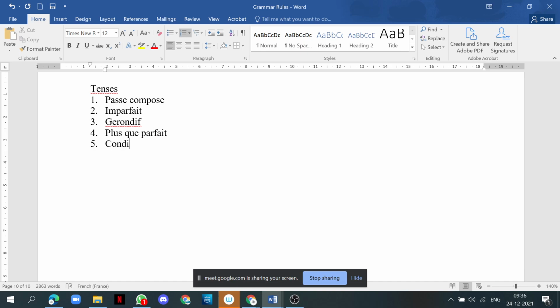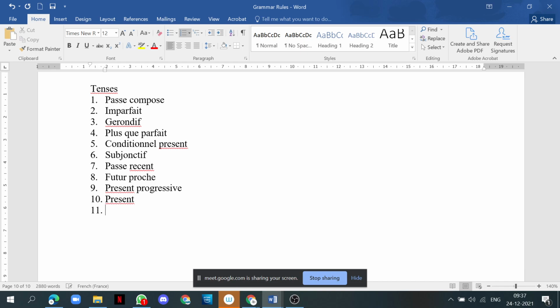then conditional present, then subjunctive, then you have passé récent, future proche, and present progressive. Okay, these are the main tenses you have in your lesson. Along with that, you do have present tense. That's the basic one. Present tense, definitely you have.